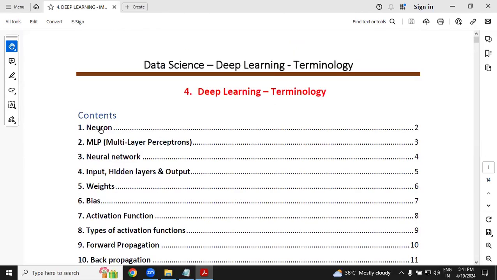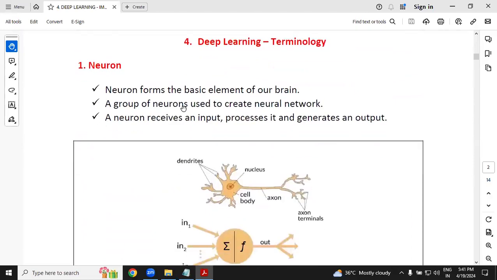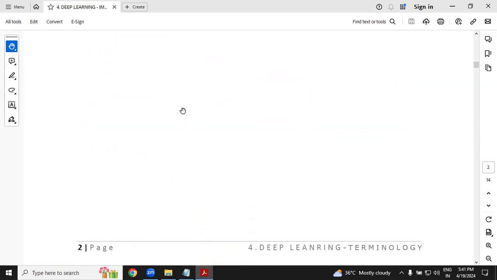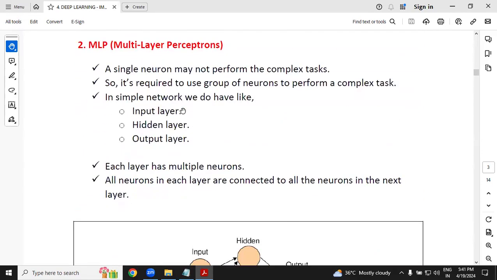What is the first one? Neuron. A neuron forms the basic element of our brain. A group of neurons creates a neural network. If I'm talking about the neural network, it's a group of neurons. Hope you understand the definition. A single neuron may not perform a complex task.